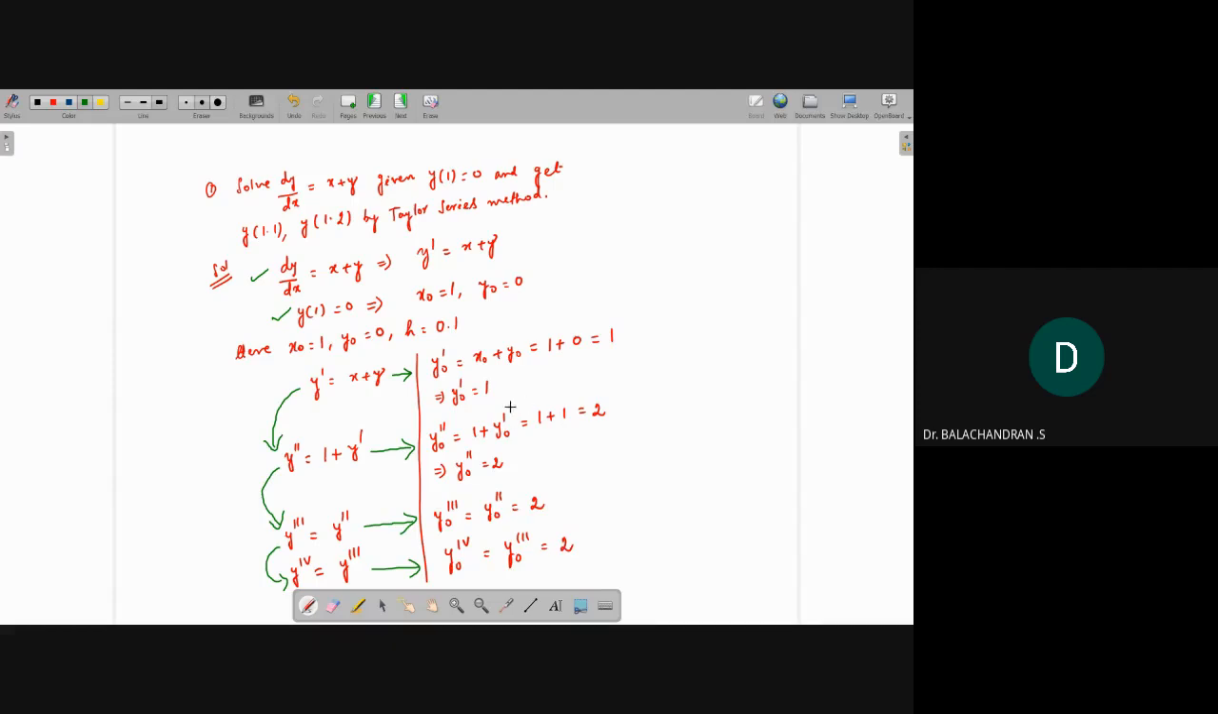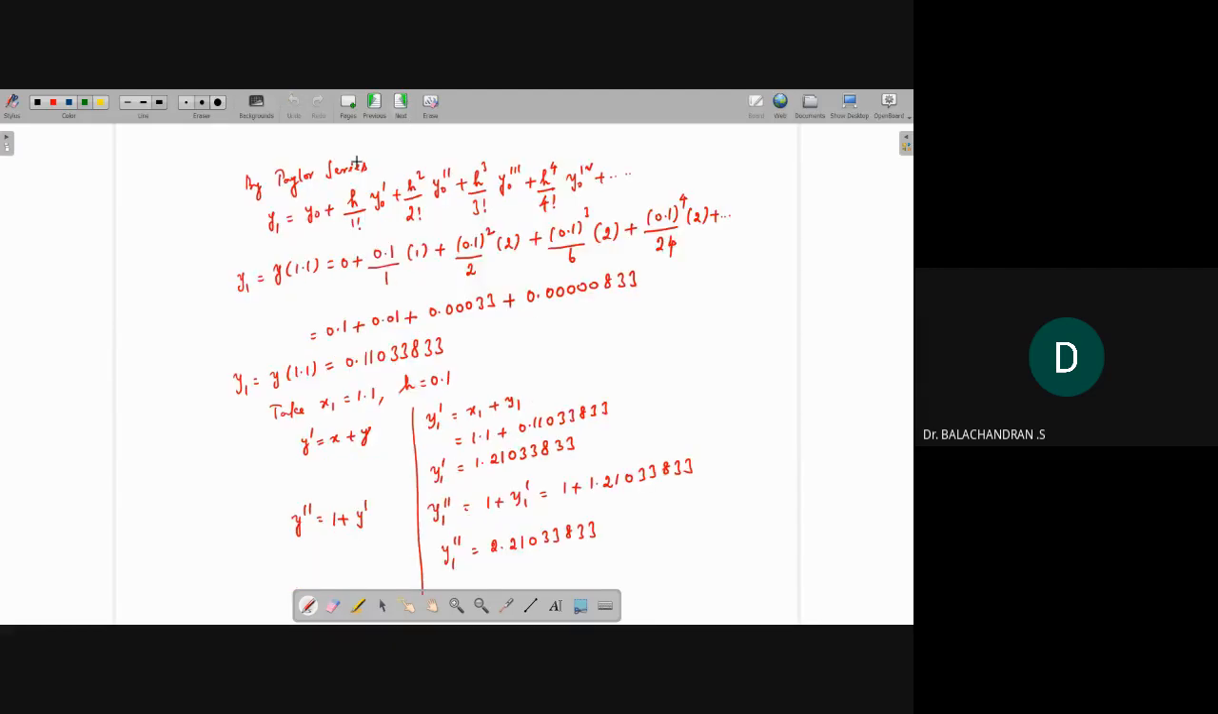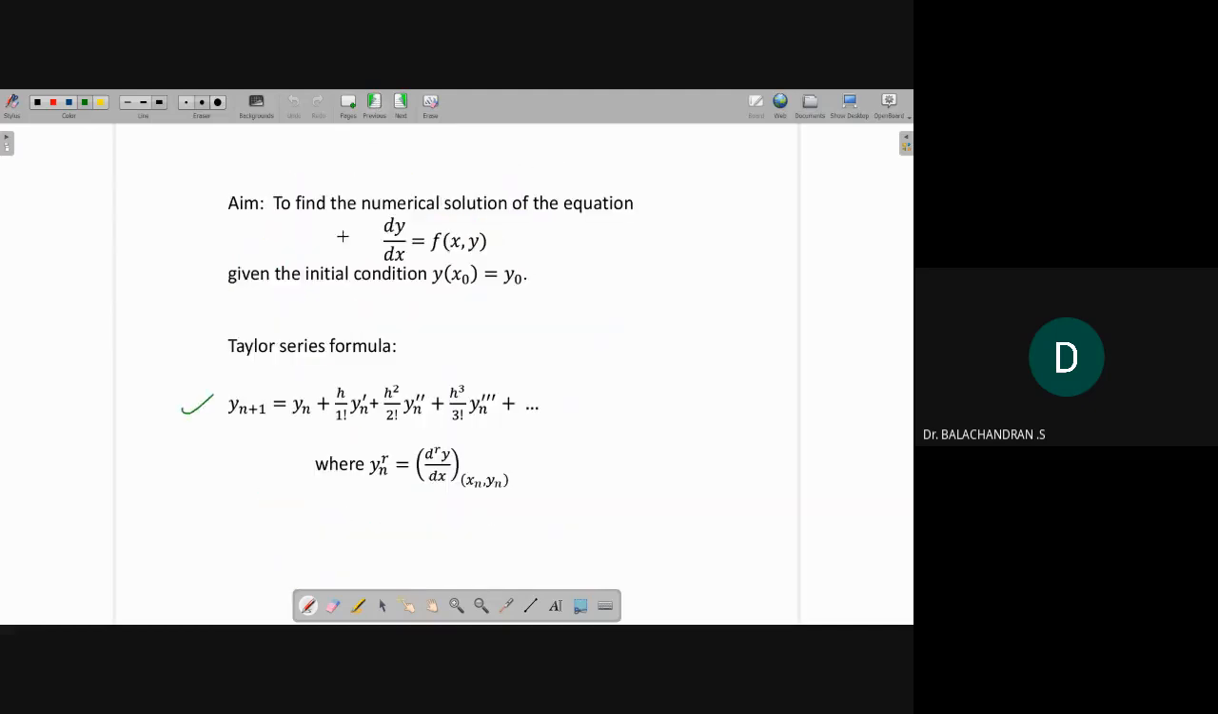Now you should write the Taylor series formula. By the Taylor series, y1 equals, here it is given yn plus 1, so if you substitute n equal to 0, you will get y1.